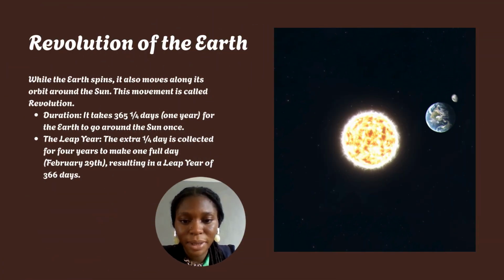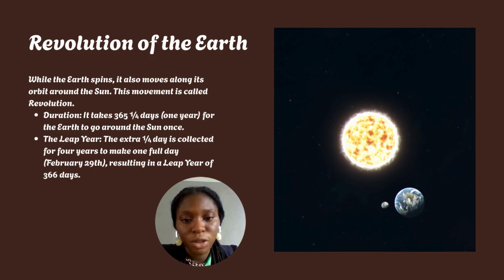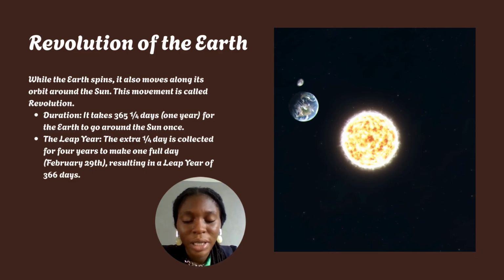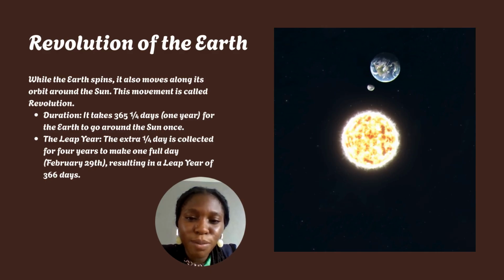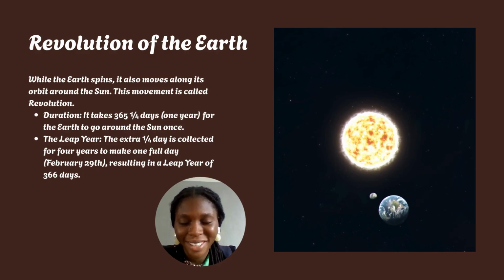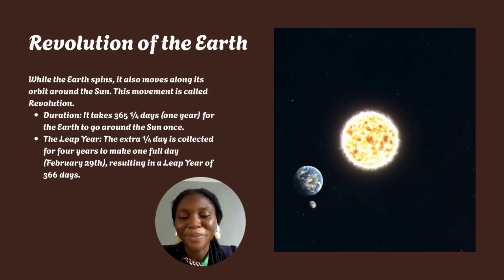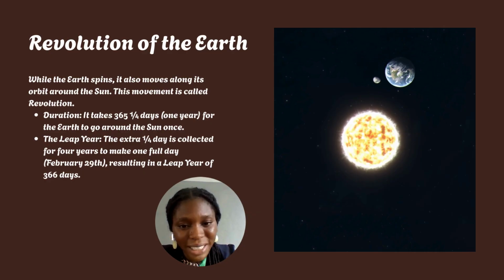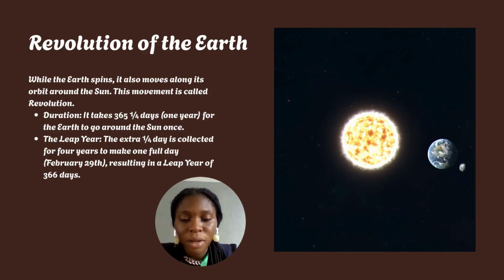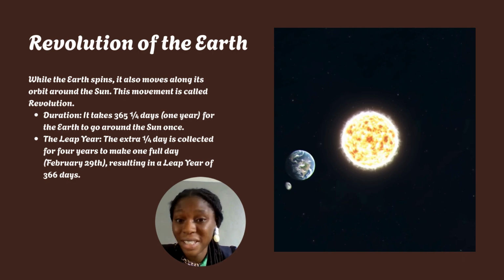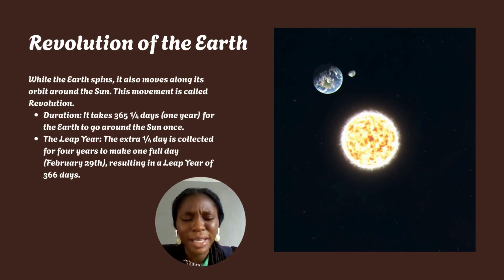Now, while it has been established that the Earth spins, which is rotation, the Earth also undergoes what we call revolution. Now, in revolution, the Earth moves around its orbit around the sun. This movement is what we call revolution. Now, it takes 365 days and a quarter of a day for the Earth to move around the sun once. That's 365 days and 6 hours.